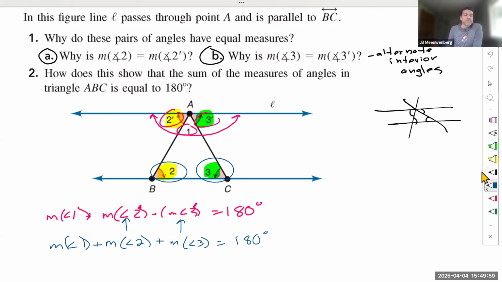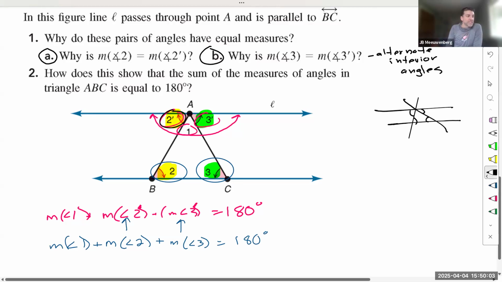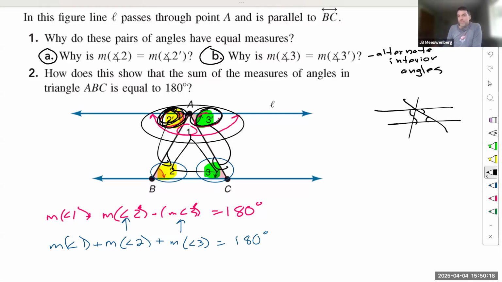And so we use this fact of these alternate interior angles being equal to say, well, whatever this and this are, they're the same down there. And so if these added up to 180, these also have to add up to 180 degrees. That's one example of what a geometric proof looks like.